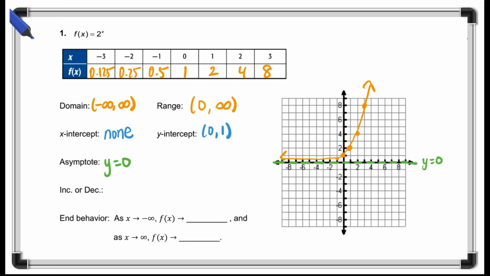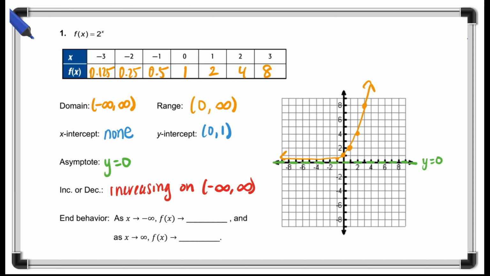Now when we look at our graph, we are looking and seeing whether we are increasing or decreasing. So we are increasing on the interval from -infinity to +infinity. What that means is that from left to right, we're going up and increasing.